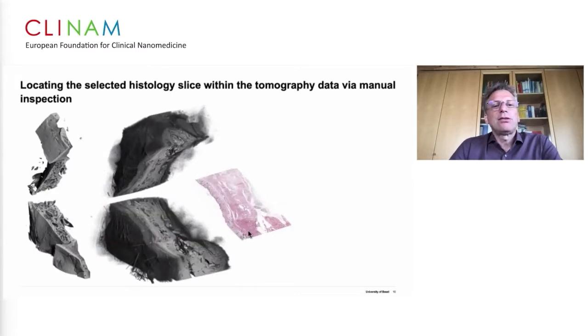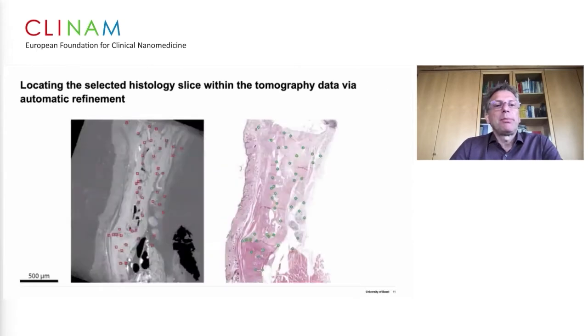And for sure, one can try to identify the position of a slice in the three-dimensional data from the lab source and the three-dimensional data from the synchrotron radiation facility. You can see some of the similarities by eye, but for sure, we want to have better than this manual registration. For that purpose, we have developed a pipeline for the automatic refinement of the position that had been done by my team. And you see here the pairs of landmarks in the synchrotron radiation-based microtomography data and in the histology data. And you see they fit quite well.